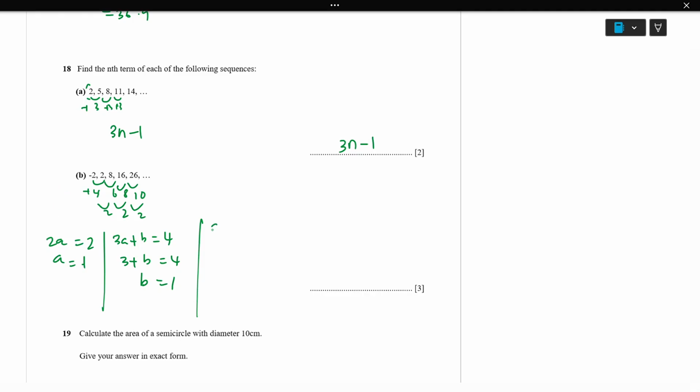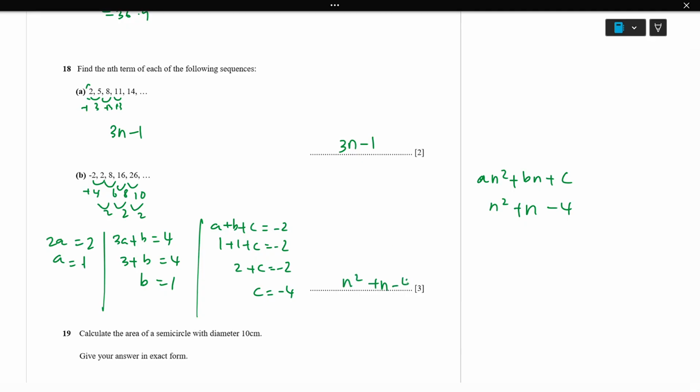The first one is going to be a plus b plus c equal to -2. A and b value already we know, 1 plus 1 plus c equal to -2, so this is 2. 2 plus c equal to -2, so c equal to -4. Then the quadratic sequence is always like a n square plus b n plus c. Substitute here a equal to 1, b equal to 1, c equal to -4. So the answer is n square plus n minus 4.